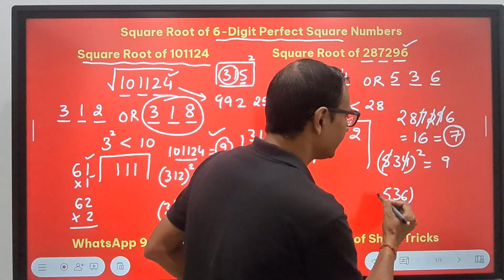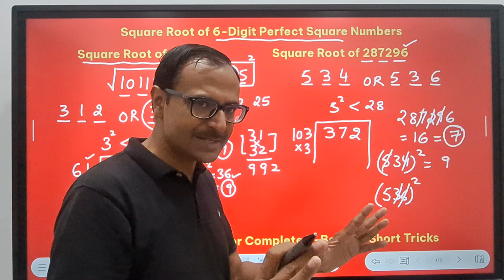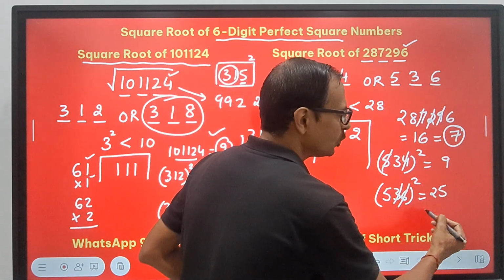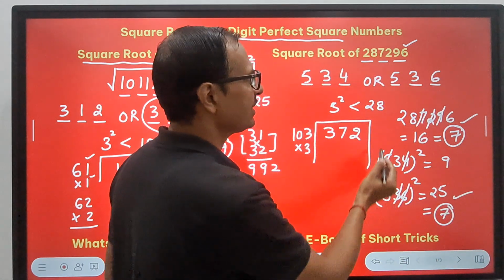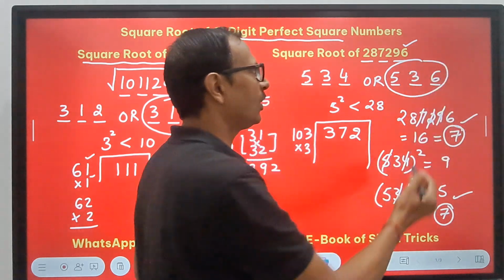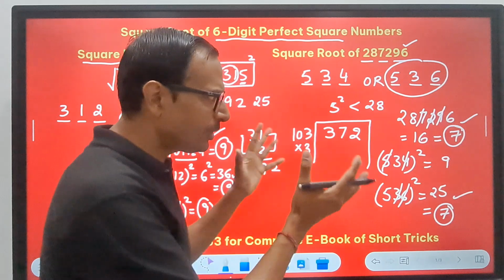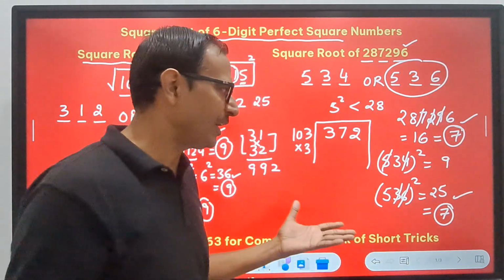536 square. What do I get here? 6 and 3, 9 cancels out. 5 square is 25, and 25 means 2 plus 5, 7. Here we have the same digit sum. So 536 becomes the square root of 287296. Will you be able to do that in 30 seconds now? Still no? Let's not worry about that.